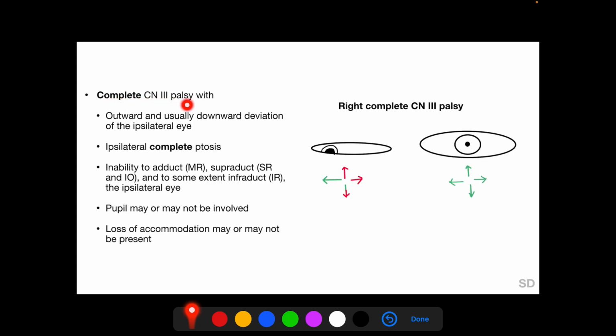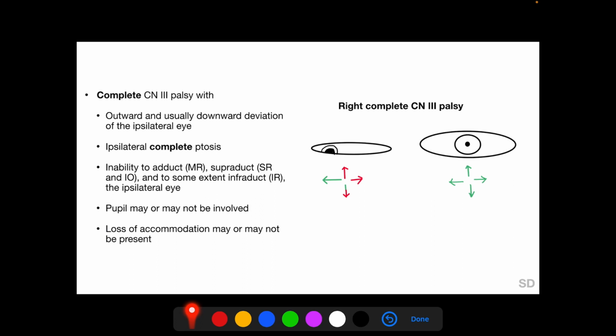In a complete CN3 palsy, the involved eye is deviated outward and usually downward. Along with that, there is an ipsilateral complete ptosis. This picture does not show a complete ptosis so as to show the position of the deviated eye. The eye takes up this position because all the muscles supplied by the third cranial nerve are involved in a complete CN3 palsy. As the medial rectus is involved, there is an inability to adduct.